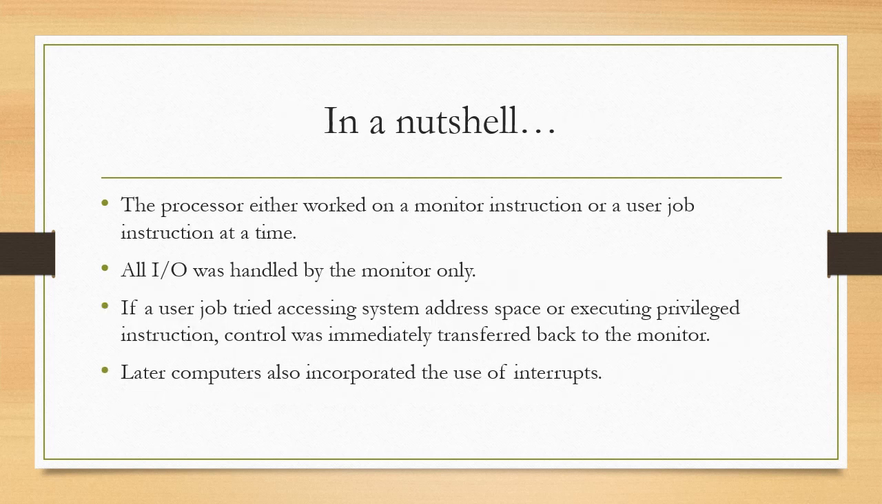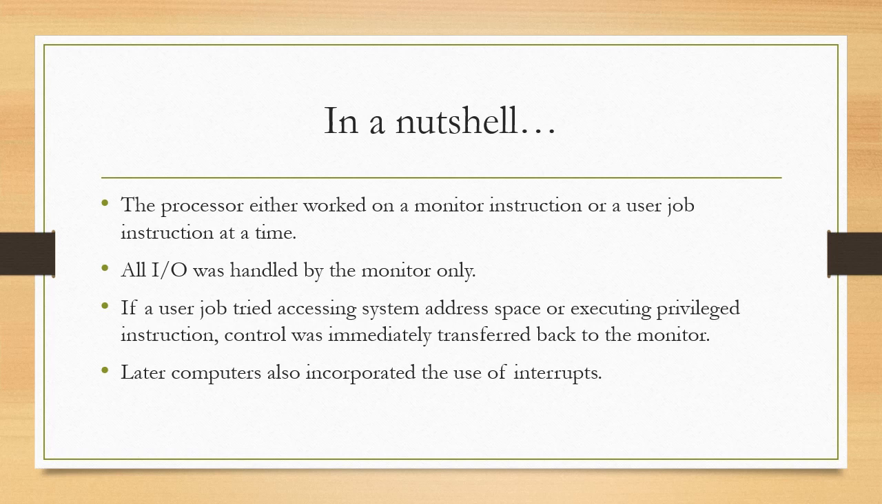So, in simple batch systems, the processor either worked on a monitor instruction or a user job instruction at a time, but it executed one instruction at a time. All I/O was handled by the monitor only. If a user job tried accessing system address space or executing a privileged instruction, control was immediately transferred back to the monitor, and this was flagged as an error. Later computers also incorporated the use of interrupts.